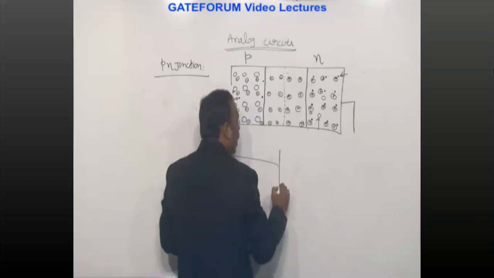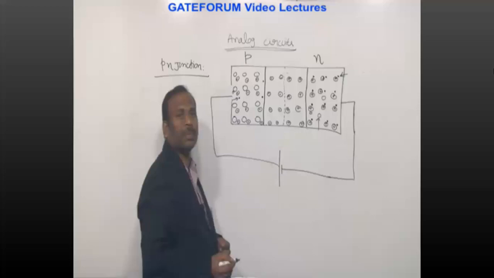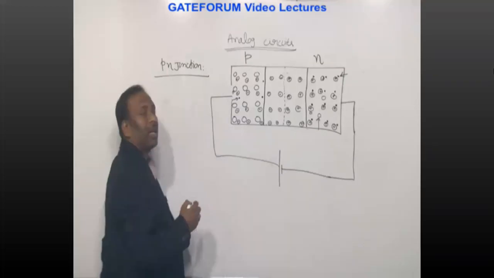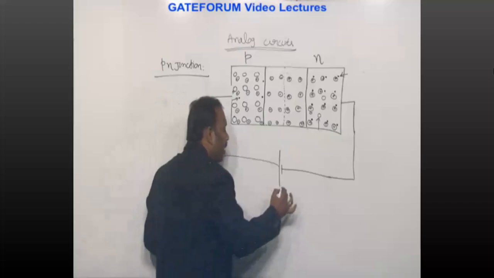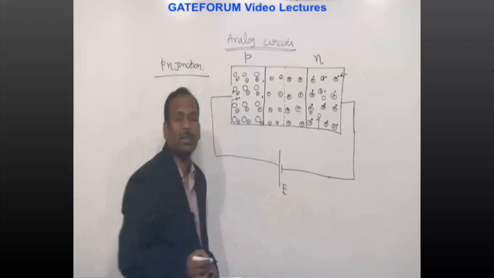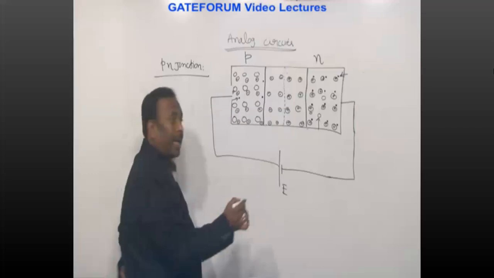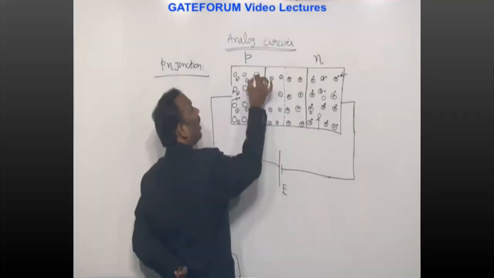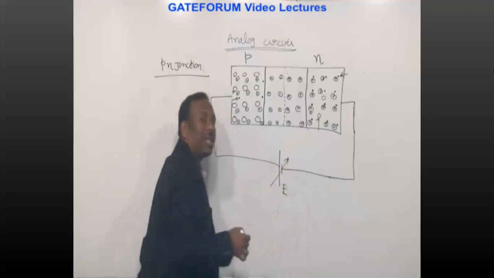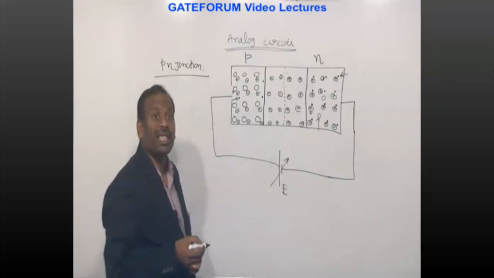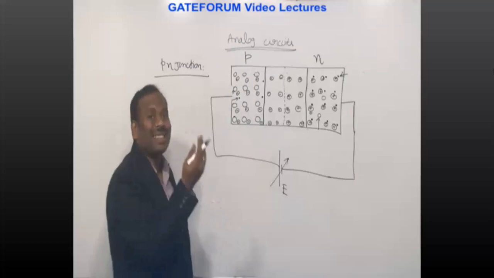Forward bias means the P side is connected at a higher potential than the N side. This is called forward bias. Now what is going to happen? Externally we are applying some field. Here these holes are having positive charge. As this voltage goes on increasing, the external field goes on increasing, these holes will acquire energy.